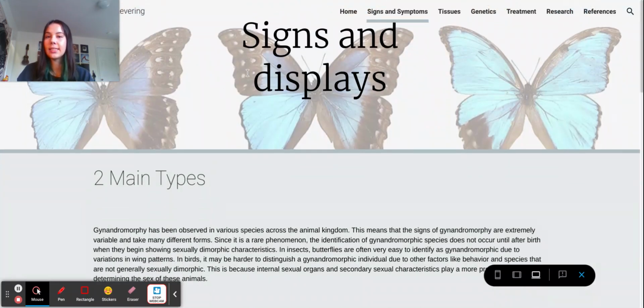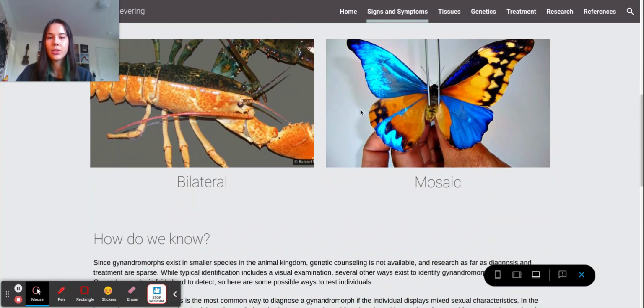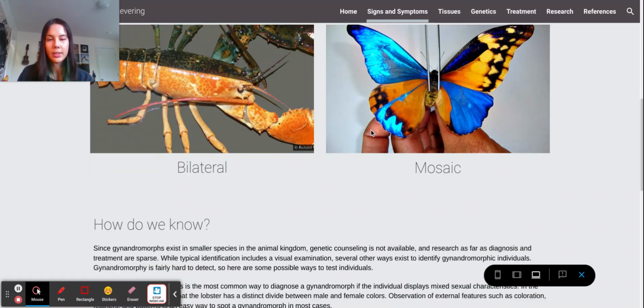Then we go into signs and symptoms, and I talk about the two main displays. I like these pictures in particular because they show exactly what bilateral means when it's split down the middle, and mosaic is kind of just pieced together. So I thought that was interesting to add.